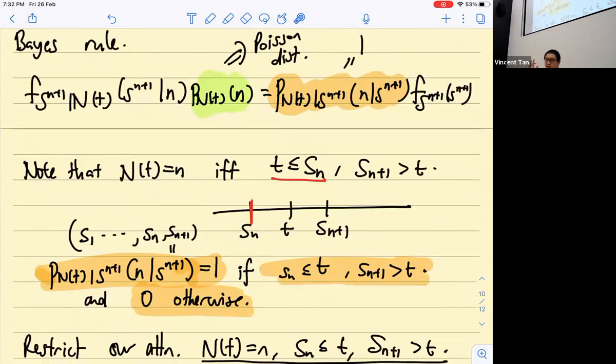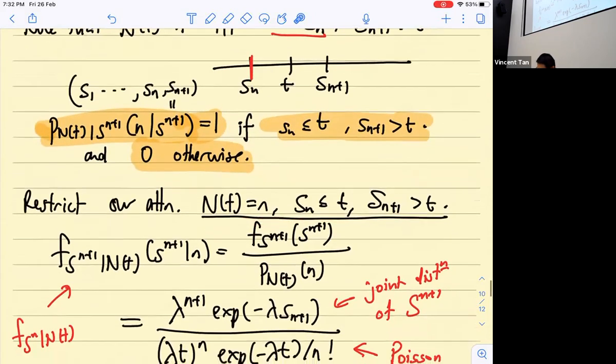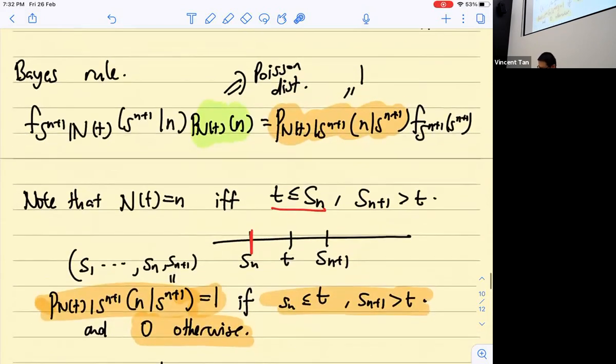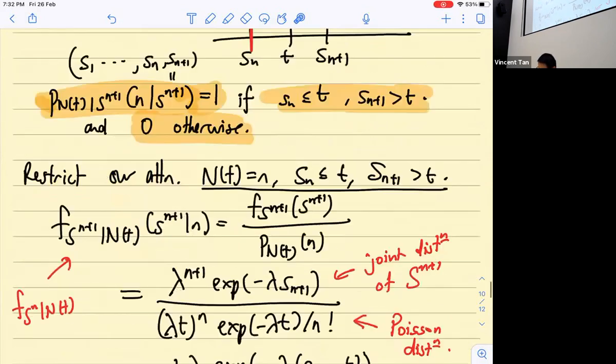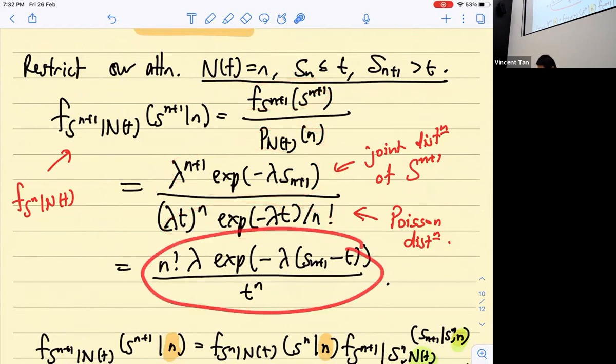That means t is sandwiched between Sn and Sn plus 1, because there are a total of n arrivals at t, so it must be sandwiched. Otherwise, it is 0. Now, we restrict our attention to this space here. Then we basically do division. This is equal to 1 already, get rid of it. We basically do division. But we know that the bottom is Poisson, and we know that the top is this term here. So there's some cancellation and we get to this point here.